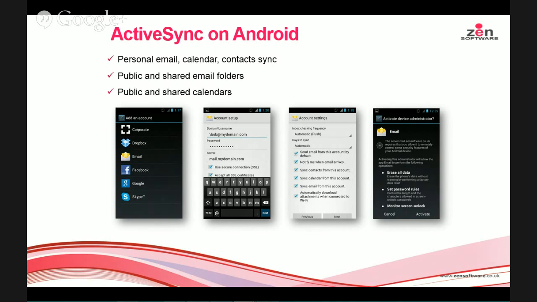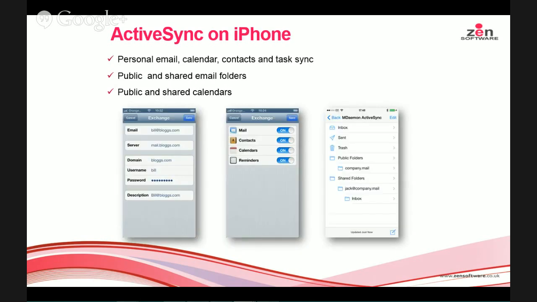Similarly, on an iPhone, it's a very similar procedure, slightly fewer steps. User details, server details, what do you want to synchronize, and then I just wanted to show an example of how the public folders and shared folders are shown within an iOS mail client. On Android, it's a little bit more. You've got to go down different stages. They're all visible. It's just the way it's presented to the user is a little bit nicer on an iPhone.